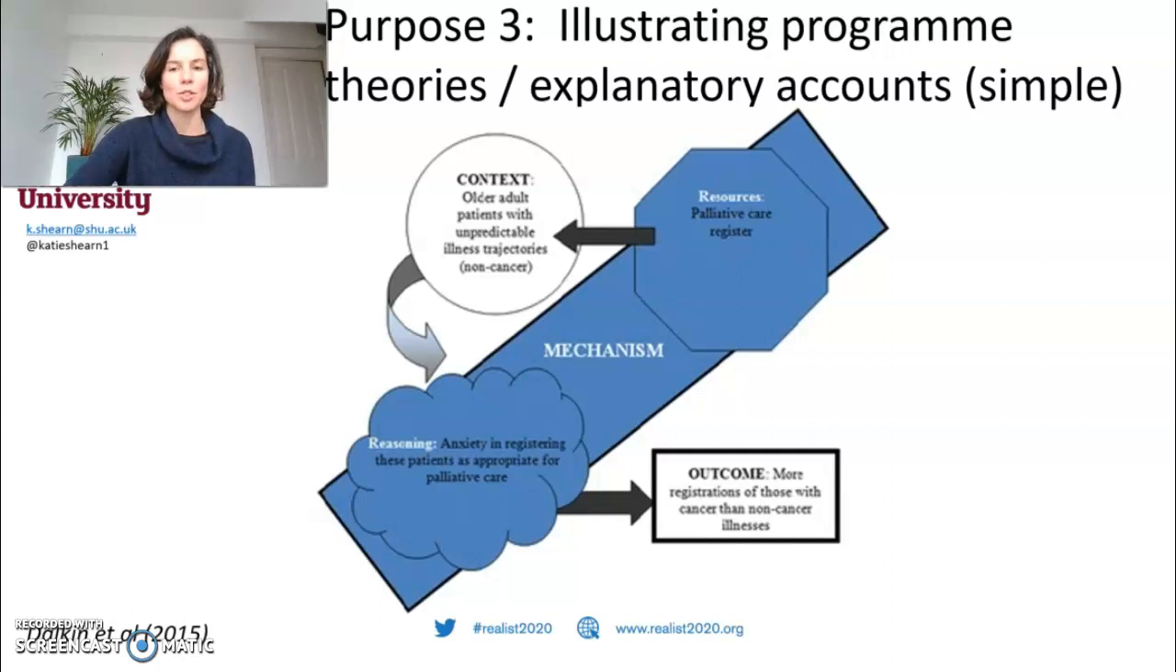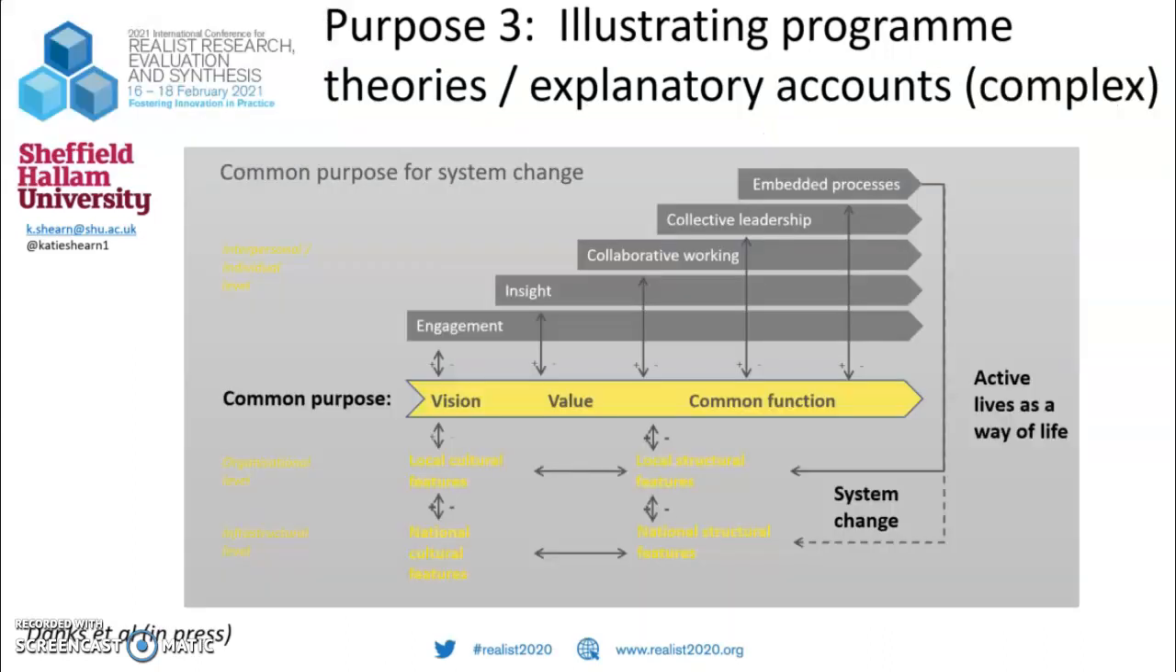And here what the model is doing is showing the relationship between items of interest in the study. This particular example shows the relationship between unpredictable illness trajectories and anxiety in registering people as appropriate for palliative care, which is leading to underrepresentation of non-cancer illnesses in palliative care.